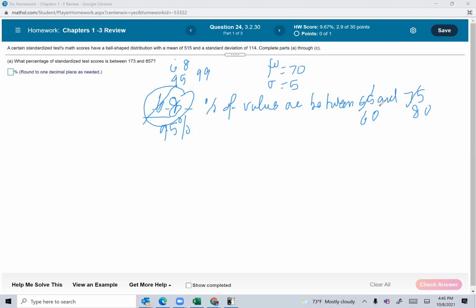And let's say I change this one now to 55 and 85. So you know that I'm going 3 5s below 70 and 3 5s above 70. That should be the 99.7%. This is called the empirical rule, guys, in statistics.